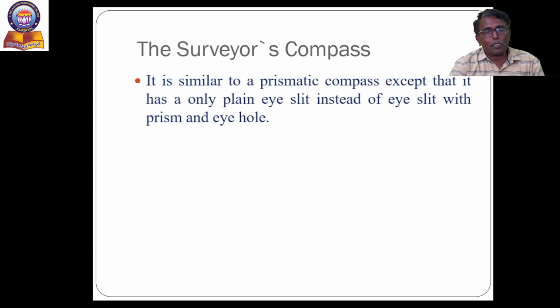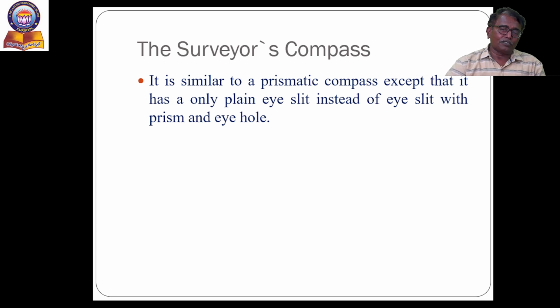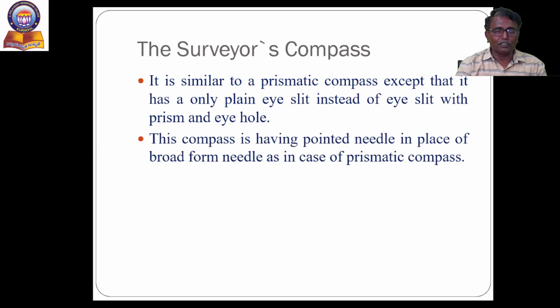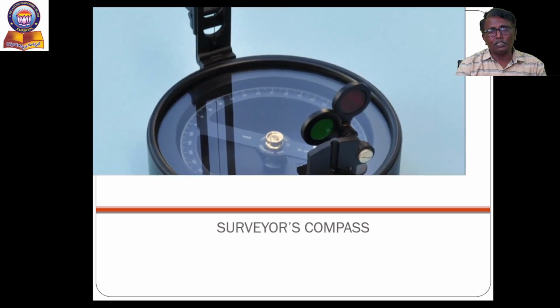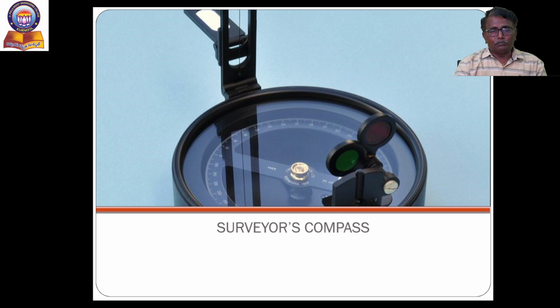Next type of instrument is called a surveyor's compass. It is similar to a prismatic compass, except that it has only a plain eye slit instead of an eye slit with prism and eye hole. Direct reading can be obtained here. This compass has a pointed needle in place of a broad form needle, as in the case of a prismatic compass. The following figure shows the surveyor's compass, which is similar to this one, but with a few changes.